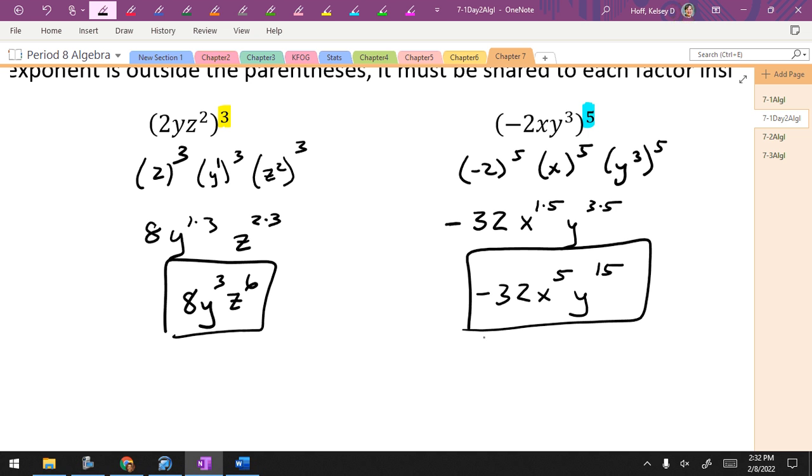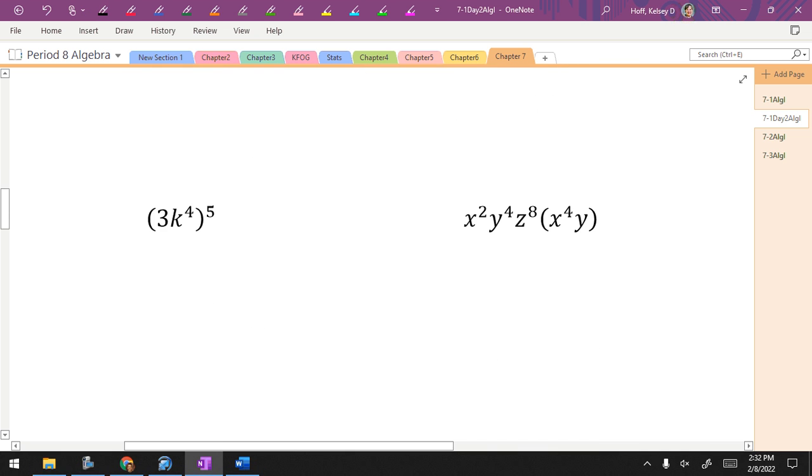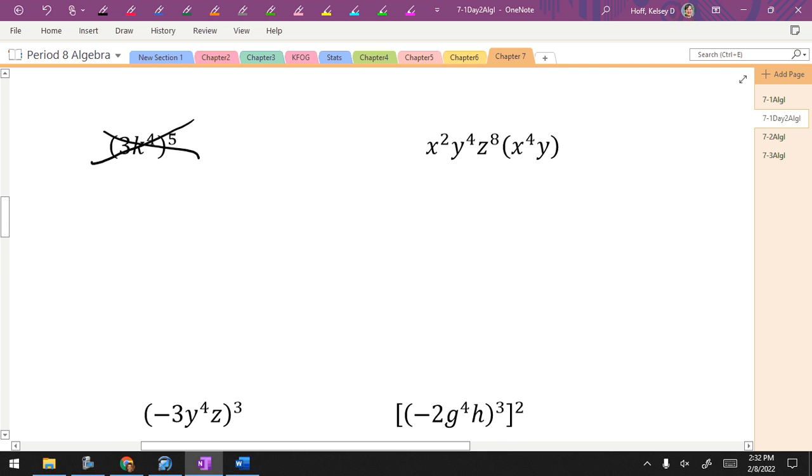Let's go. Let's skip this one. Go to this guy. What am I doing here? Yeah, this is yesterday, right? We don't have any powers stacked on powers. We just have a bunch of variables right next to one another, aka multiplication. Remind me from yesterday, what do we do with this? You add.